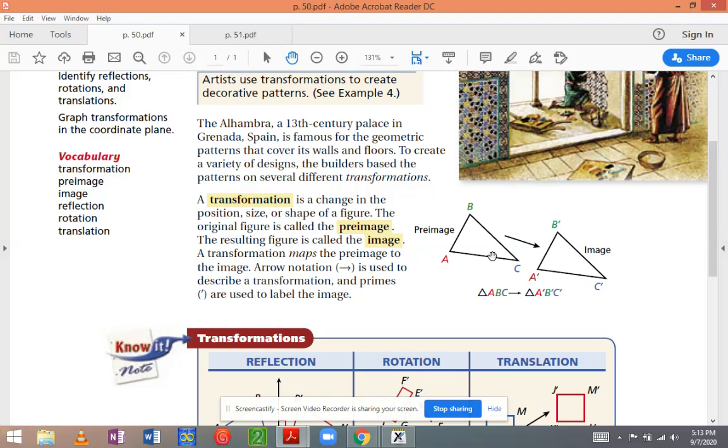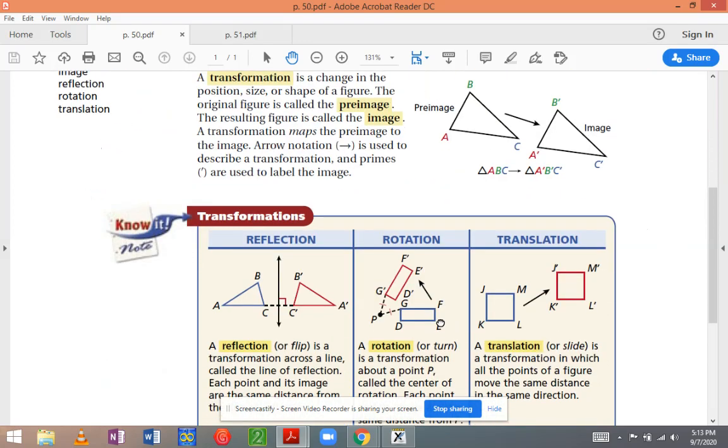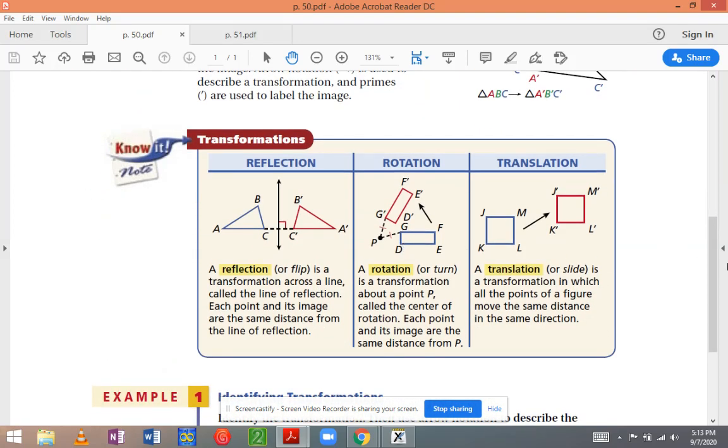If you look at the part of the page with the two triangles there, you've got a pre-image, triangle ABC, and it's mapped into, that's the way we say a transformation, mapped into an image A prime, B prime, C prime. The little mark above the letter is called prime, and that's just the result of a transformation. So we're looking at three types of transformations today. They are reflection, rotation, and translation.